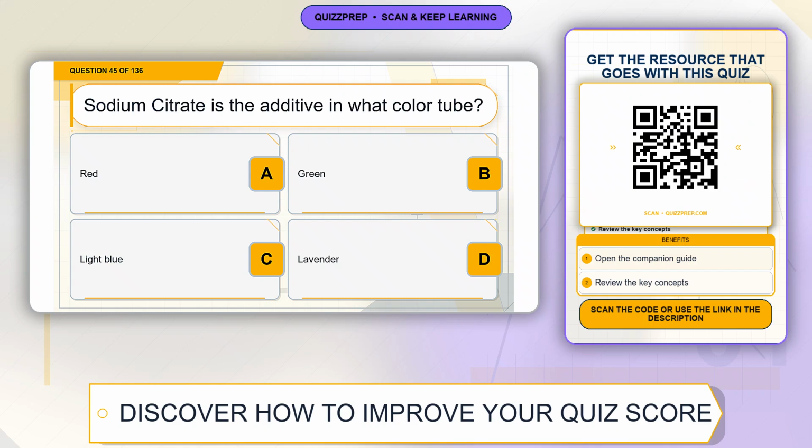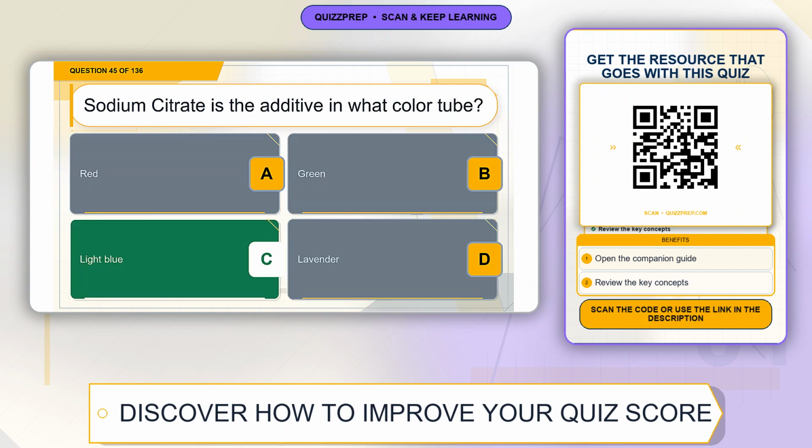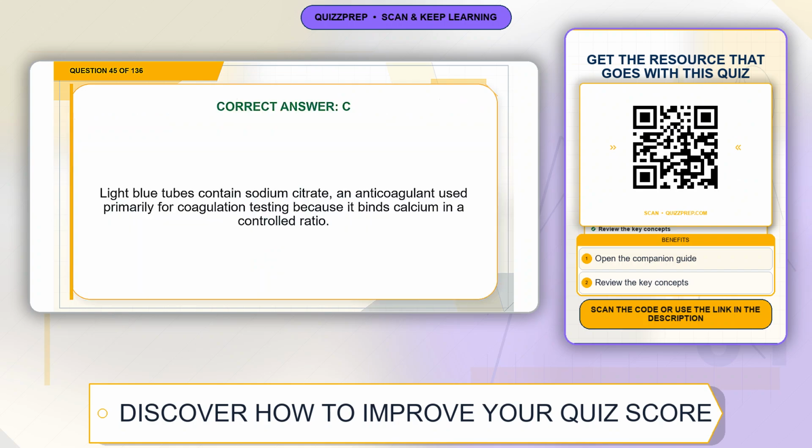Question 45. Sodium citrate is the additive in what color tube? Option A, red. Option B, green. Option C, light blue. Option D, lavender. The correct answer is option C, light blue. Explanation: light blue tubes contain sodium citrate, an anticoagulant used primarily for coagulation testing because it binds calcium in a controlled ratio.